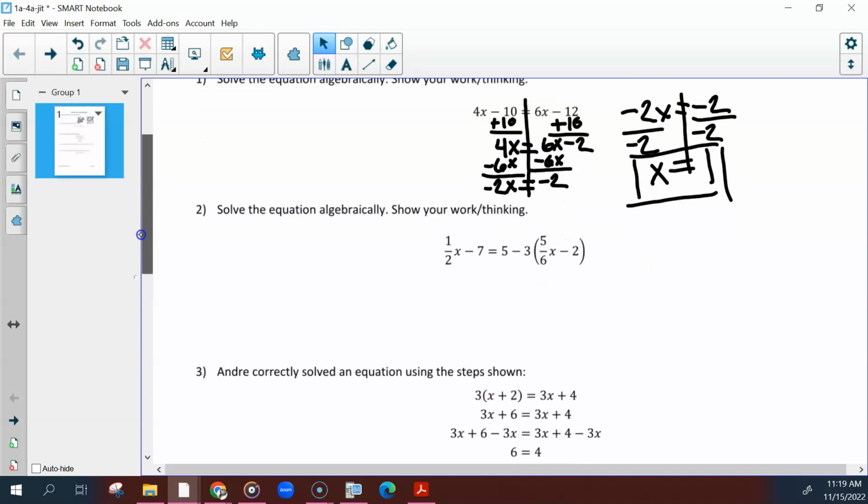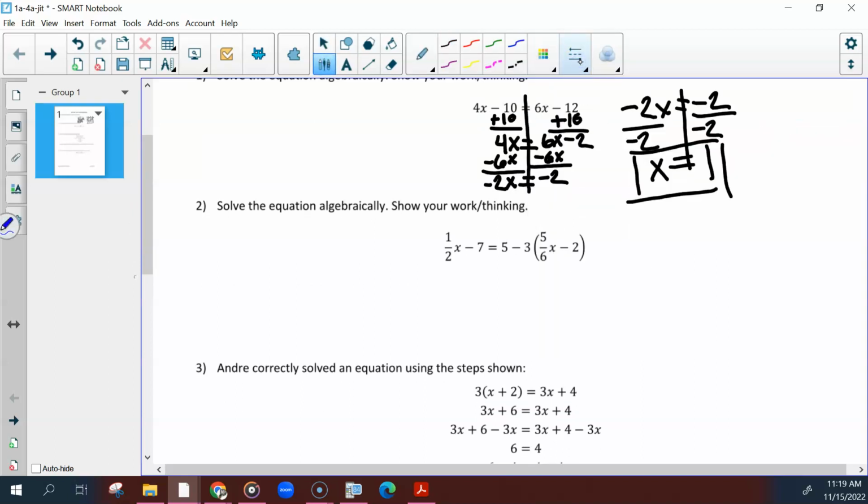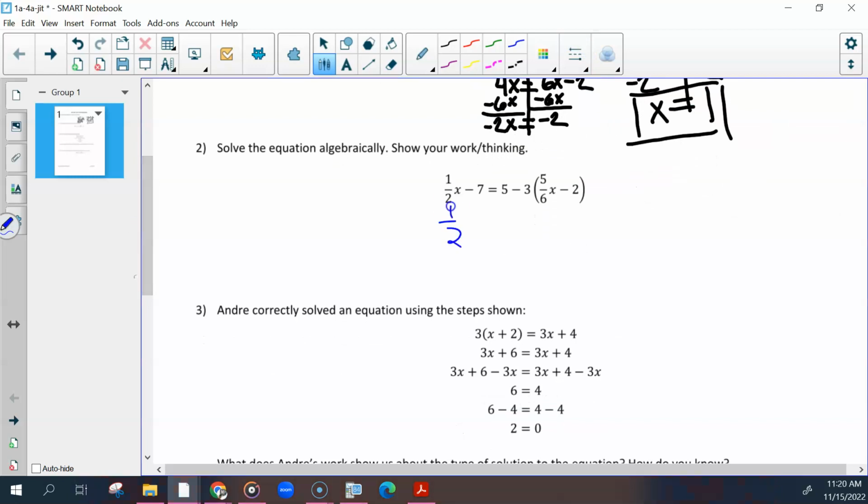I'm going to quickly do number 2. So when you distributed, some of you may have left it as 15/6, -15/6, which is fine. You can simplify that though. We can combine like terms on the same side. And then move things to the other side.